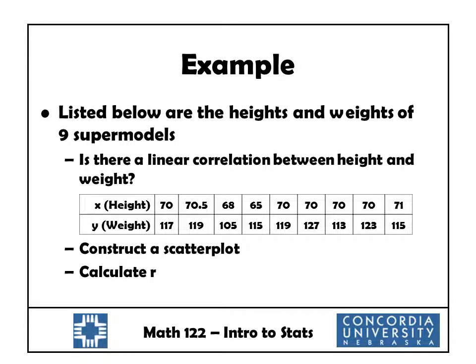Okay. Let's illustrate our next couple of cautions with an example. Listed below are the heights and weights of 9 different supermodels. And we want to answer the question, is there a linear correlation between the height and the weight? So you see the x values are height, y values are weight. The x values are all around 70 inches. The weights are around 115 pounds roughly. So to first answer that question, we're going to construct a scatter plot and then calculate the value of r.